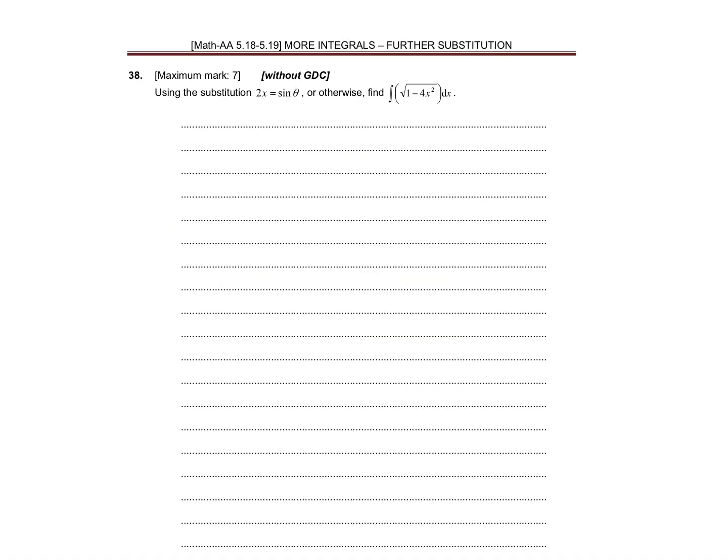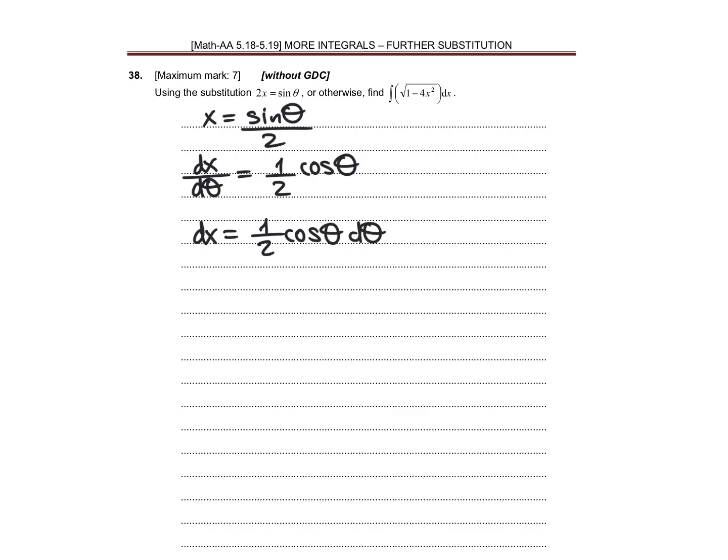All right, this one. Great. Okay. So x is sine theta over 2. dx d theta is 1/2 cosine theta. So we have to have this. Okay. So now we're going to have our integral is the square root of 1 minus 4x squared.